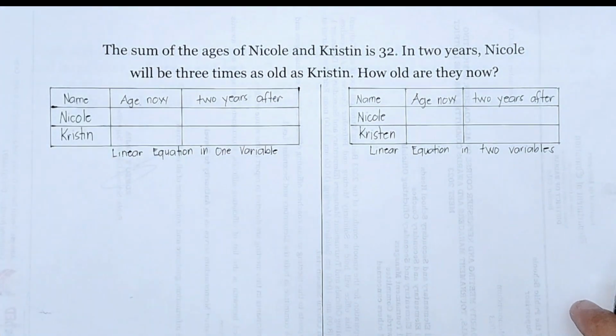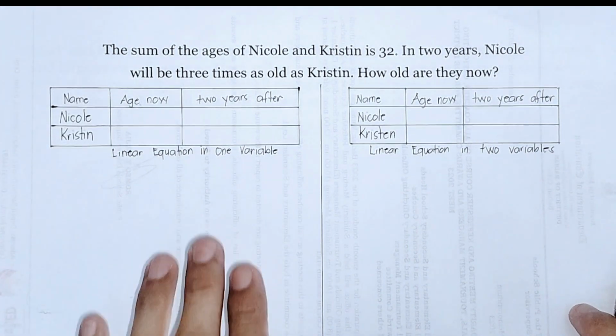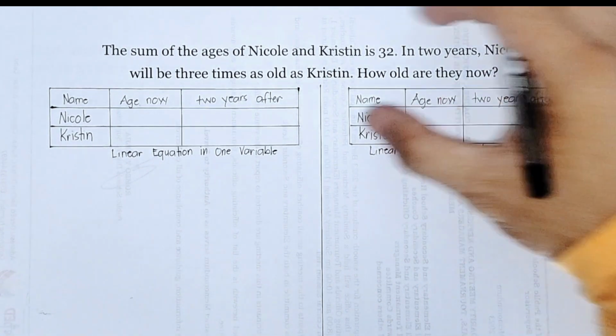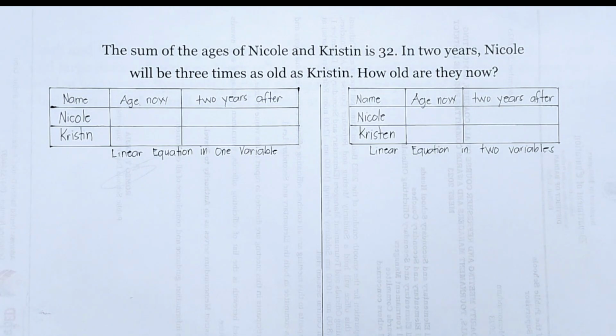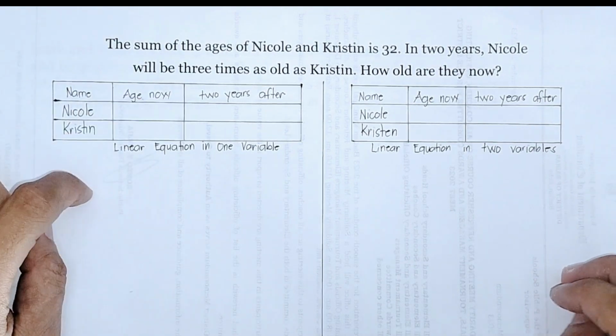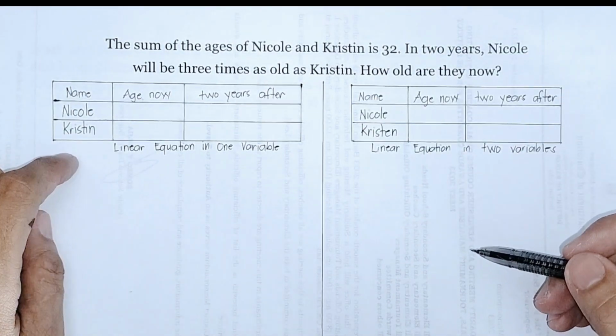So the first way is linear equation in one variable, in which we're gonna use only one variable here. The second way is linear equation in 2 variables, so we're gonna use 2 variables. So now let's start with the first one, linear equation in one variable.